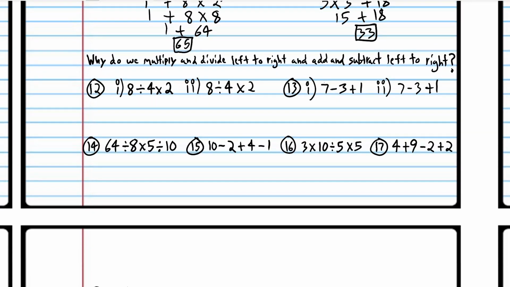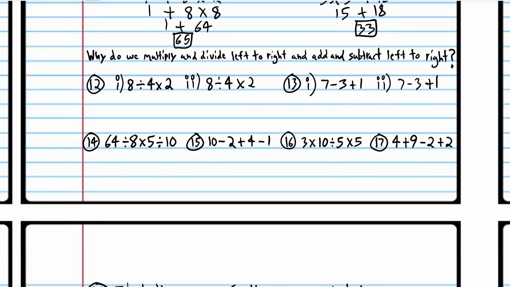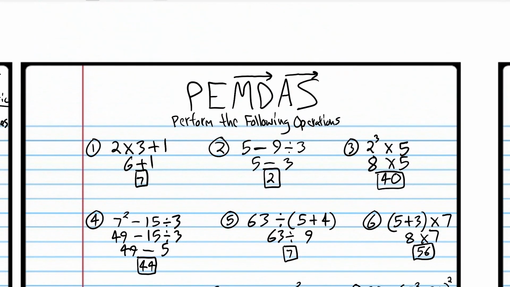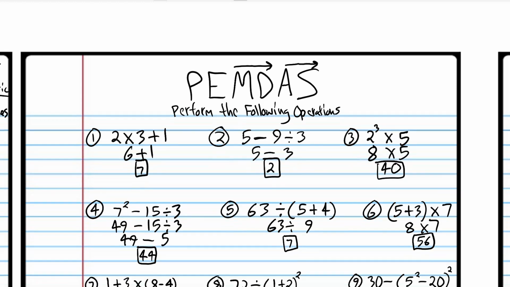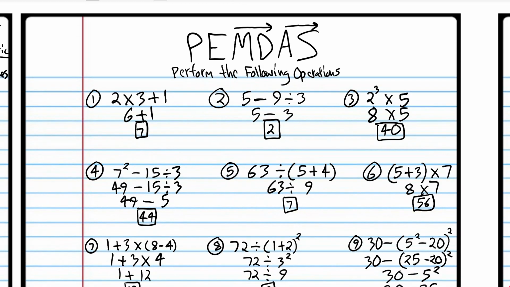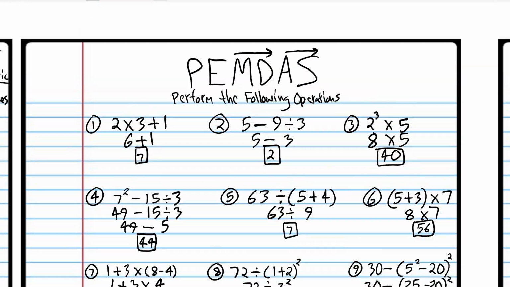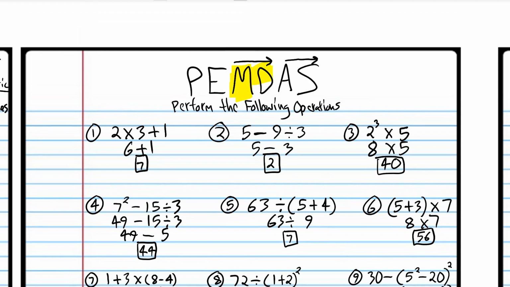All right, so remember we saw some arrows here on the acronym. Now we're going to talk about what those arrows mean. This acronym tells us to multiply first, then divide. All right?